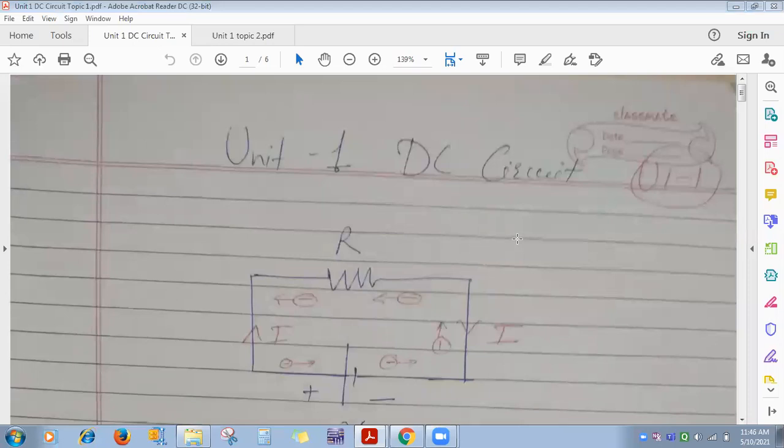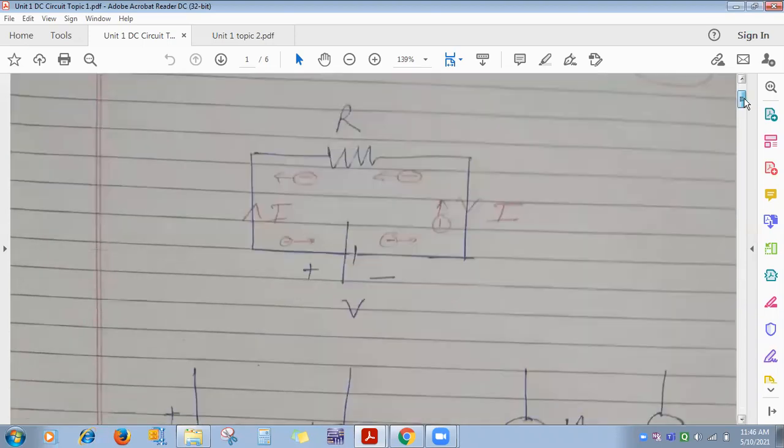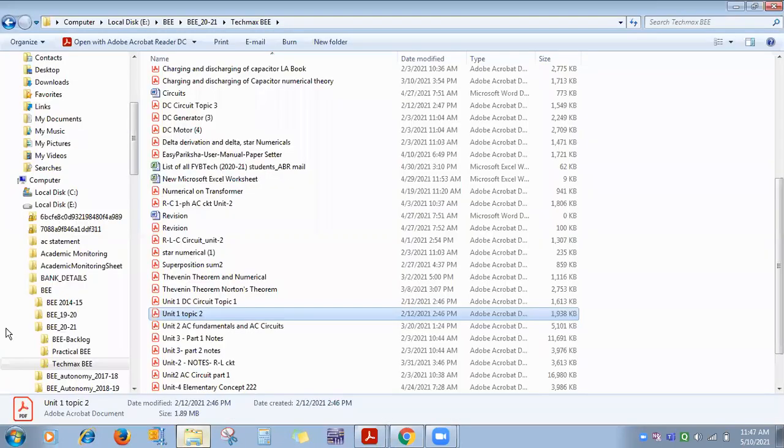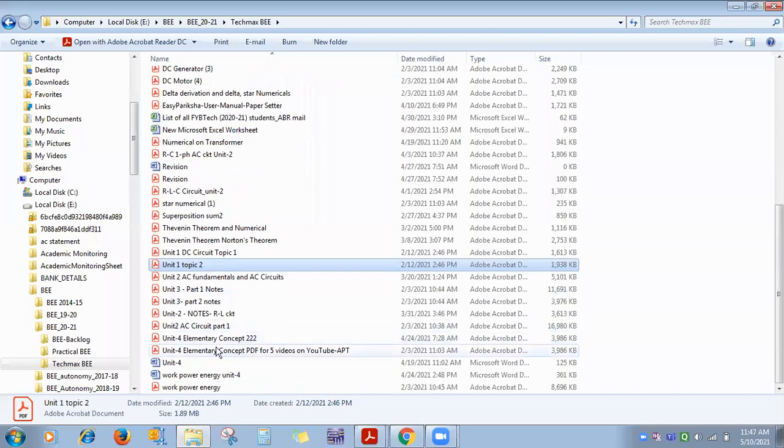In this unit, you are going to simplify the electric circuit. Simplification of electric circuit means what? To find out unknown parameters. Difficult, meaning complicated electric circuits will be given to you. One minute, we'll show you one circuit for example.